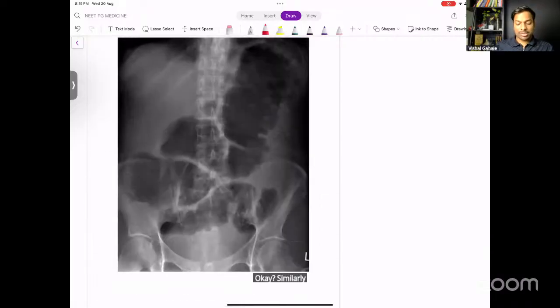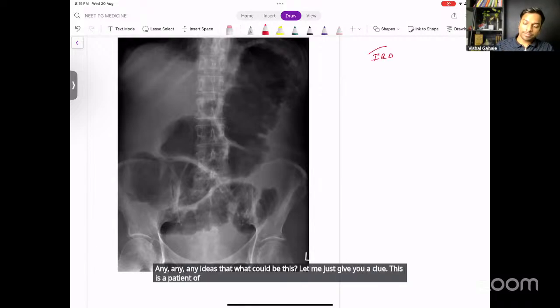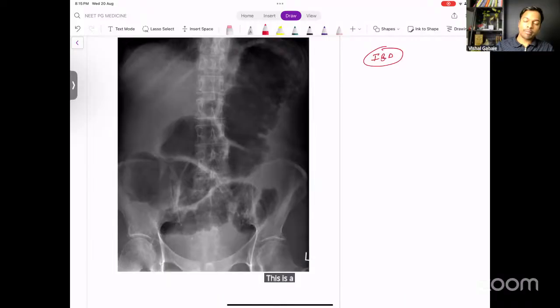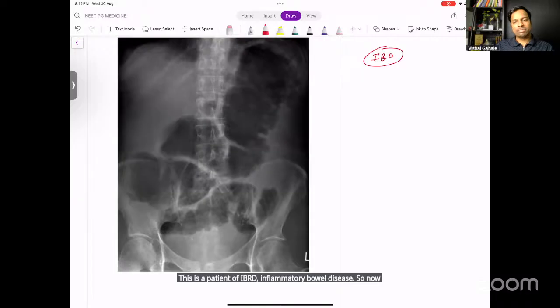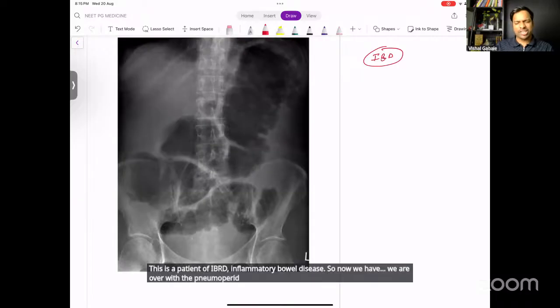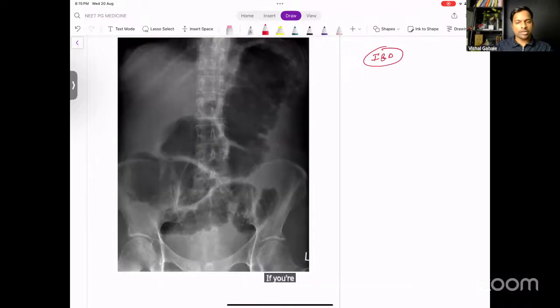Similarly, here also you can see. Any ideas what this could be? I will just give you a clue. This is a patient of IBD, inflammatory bowel disease. So now we are over with the pneumoperitoneum. We are starting with a few new miscellaneous abdominal X-rays that you should know.